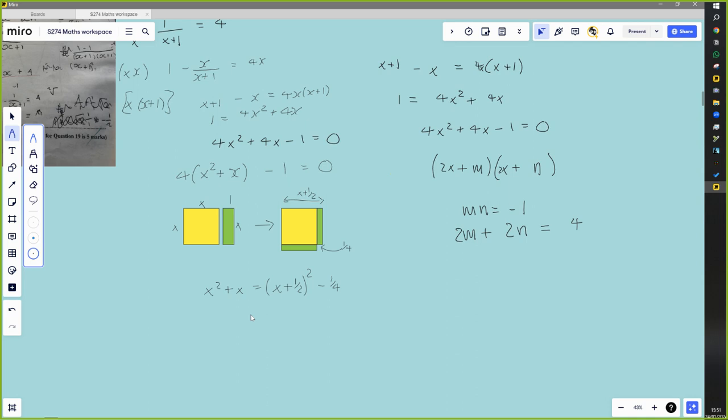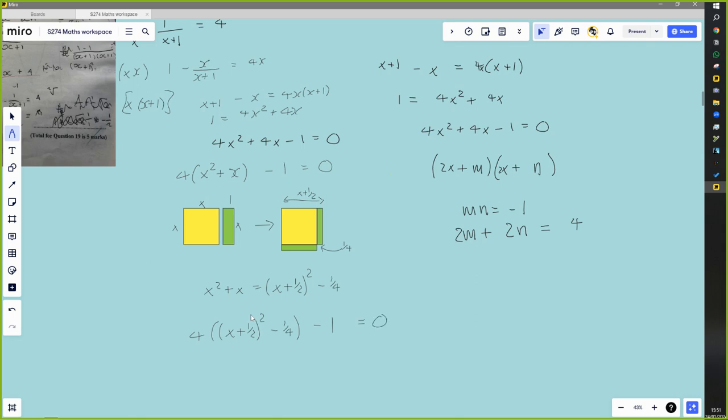So instead of writing x squared plus x, I'm going to write all of this, because we've just shown that this is equal to that. So 4 multiplied by, we're going to have to use double brackets here for the moment, that, and we're going to do minus 1 is equal to 0.